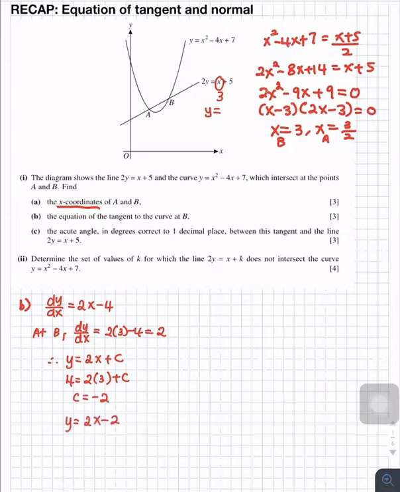And now what I'm interested in is actually question C. Maybe this is an extension of yesterday's idea. I want to see whether you can capture the concept or not. Now they said you need to find the angle in degrees, correct to 1 decimal place, between this tangent and the line 2y equal to x plus 5. Okay, that is already given to you here. One of them is given to you.